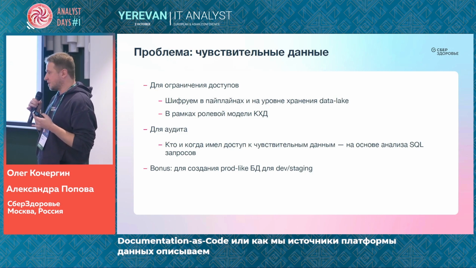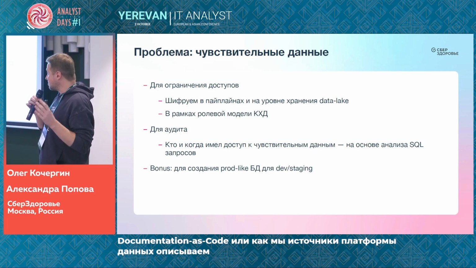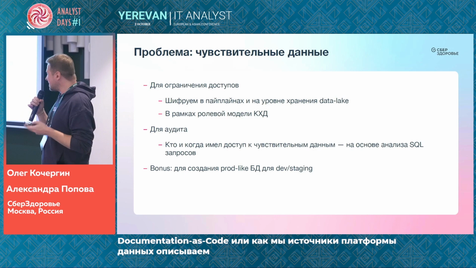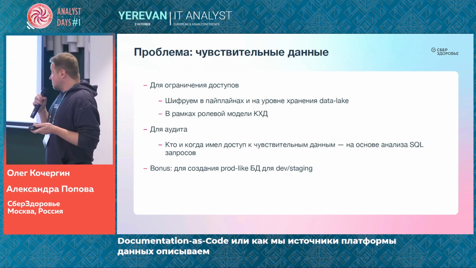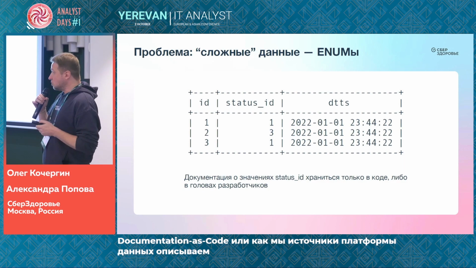We needed sensitive data to restrict access. Everything has to be encrypted, so we need to have rights. We need a role model, and there's satellite data which is also covered. As far as auditing is concerned, we need to understand who ever touched the sensitive data. And also as a bonus, once we know where the sensitive data are, we can analyze the dumps in prod and other non-productive environments.